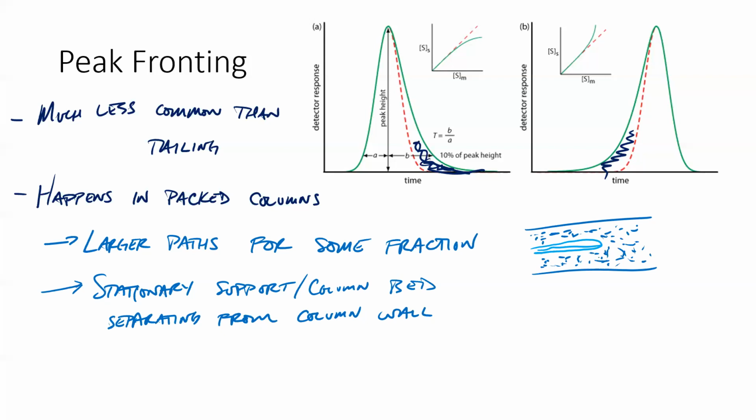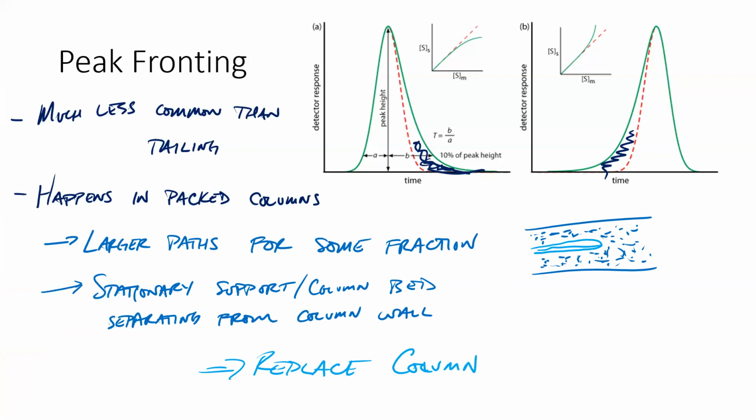You get these more wide open paths. You get this separation from the column wall. And really the only solution for peak fronting is to replace a column. Almost every instance of peak fronting is due to a structural issue with the column. And like most of the time, that's due to age. And so you just have to replace that column.